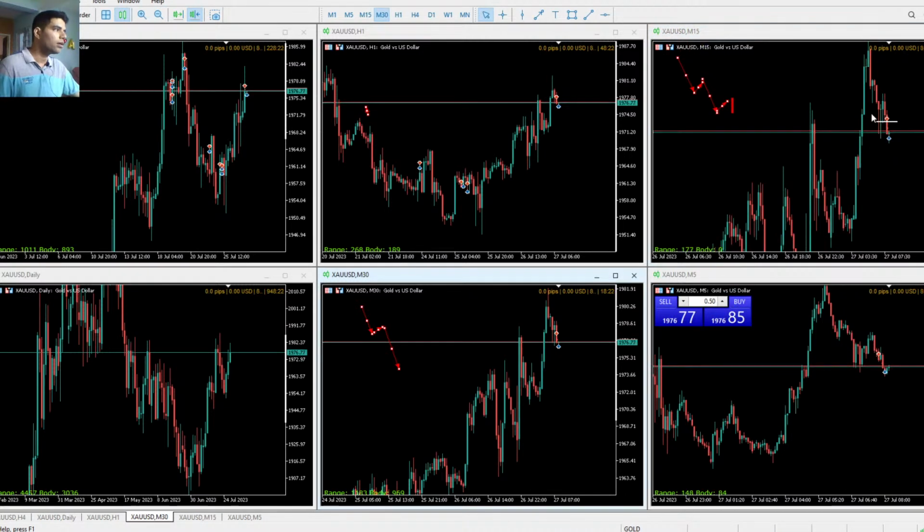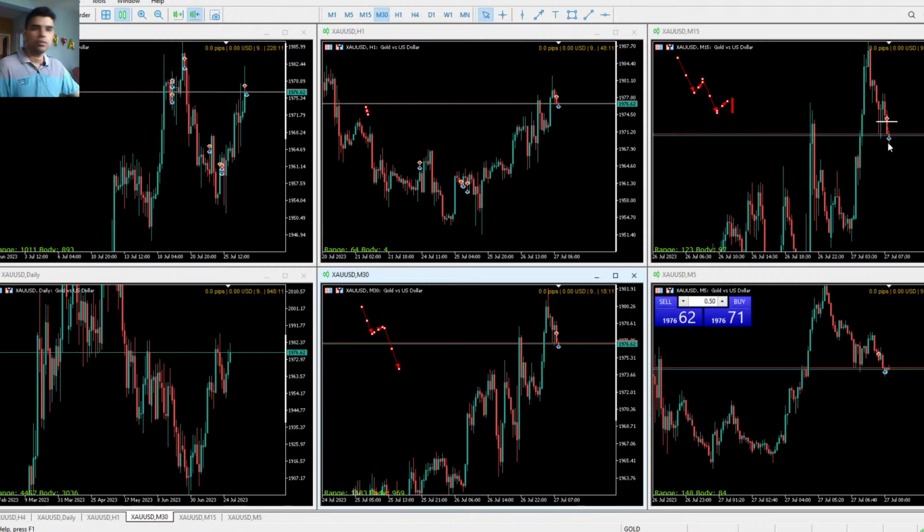there is a lot of wicks here, right? There is a lot of rejection wicks on the left side of this candle here, like 1 2 3 4. So as soon as I got back like 8-9 pips, I just closed the position. Okay guys, so most probably at this price level 1976 price will range.